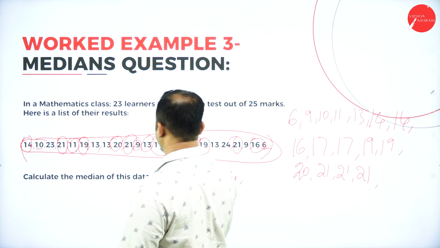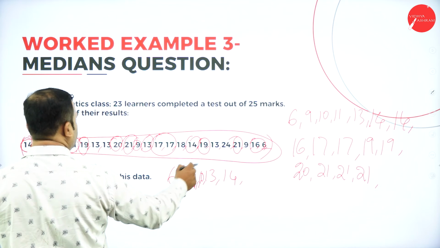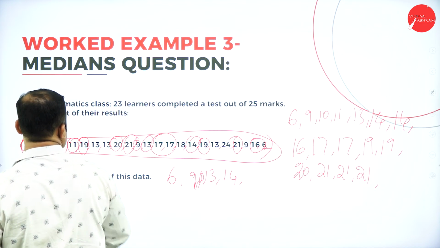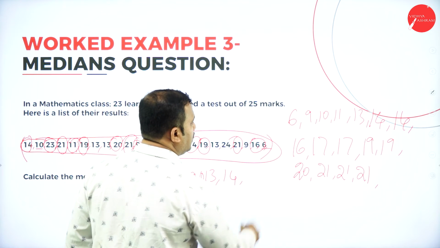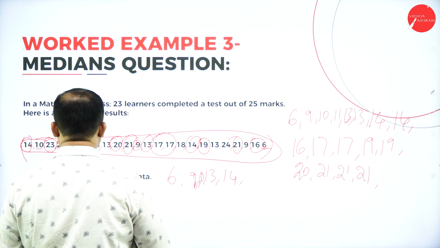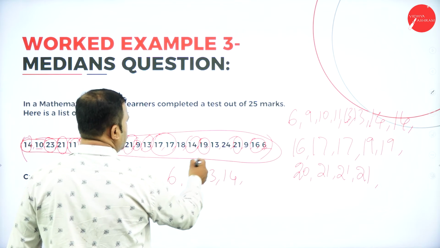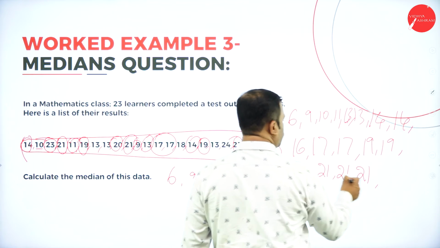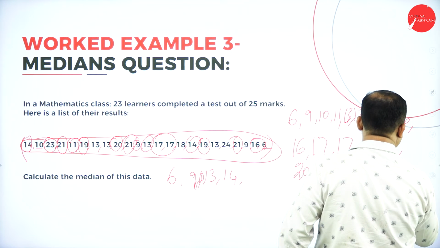Then 22. No, we do not have 22. 23 is here, 2 times it is there. 24 is there once.